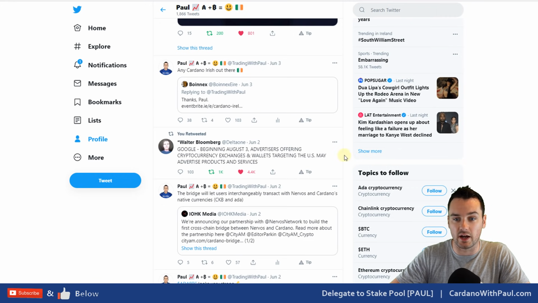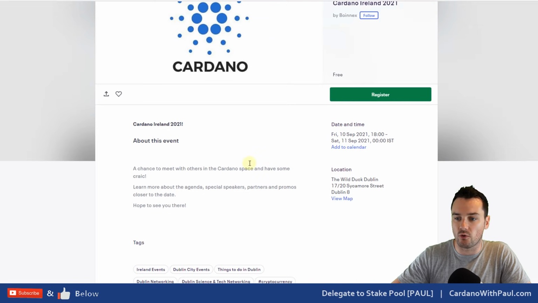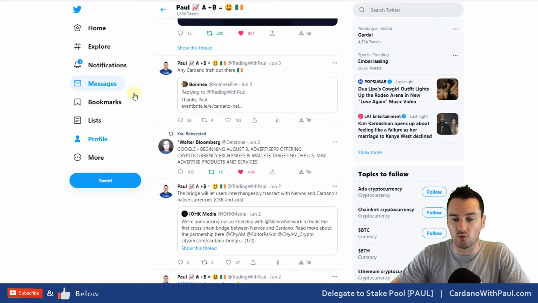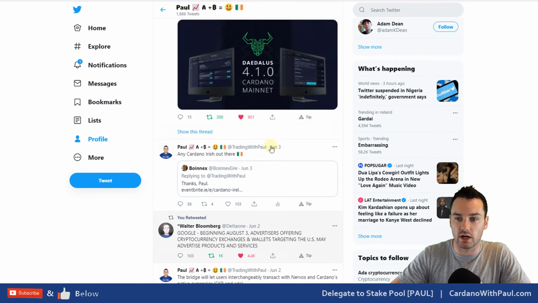Next up, we may get a Cardano event in Ireland before the end of the year. So Bonex here have set up an event for September. I haven't got much details on it. It's up for Friday the 10th of September, just to see what the interest is like. So I will put a link to this down below. Hopefully by that stage, the country here will be back to somewhat of a normality and we will get to go to this. So if things are fairly normal at that stage, I will be trying to get to this myself. Hopefully be able to meet a few of you guys as well.